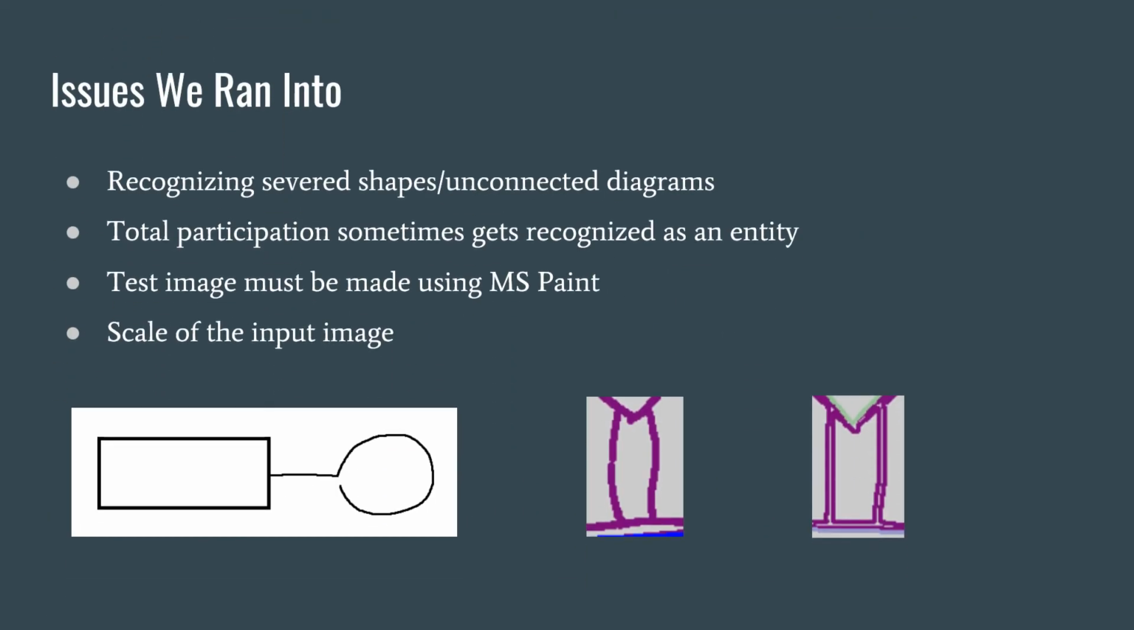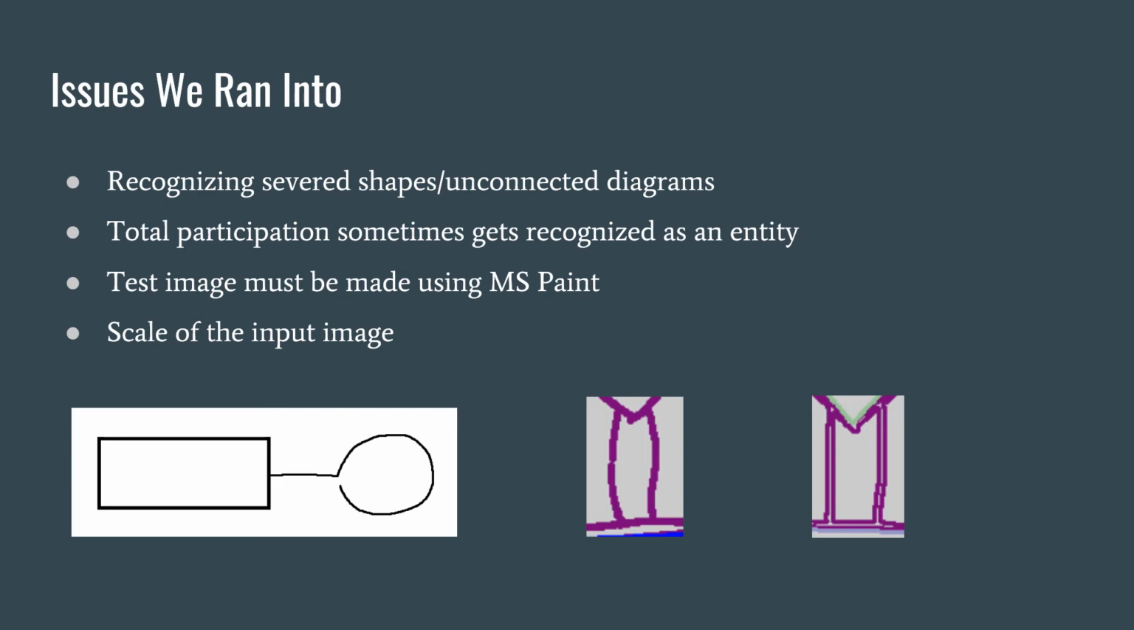On to some issues we ran into. The first one was that the program can't recognize severed shapes and unconnected diagrams. An example of this would be the lower left image on this slide. The second problem was that the total participation would sometimes get recognized as an entity. This issue arises because the total participation line would sometimes be drawn to look like a rectangle.